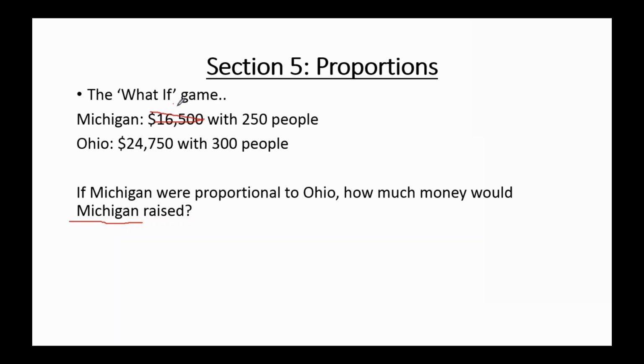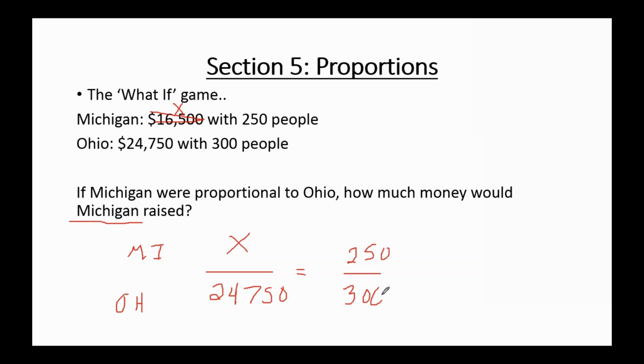Let's find that out. So we're going to replace that with X and say, okay, let's compare Michigan and Ohio. We're trying to figure out how much would Michigan have raised compared to Ohio's 24,750 if they had 250 people and Ohio had 300. So the number of people stays the same, right? We can't just knock off people. That's bad. You should not do that. So we're going to keep the same number of people, but how much money would they have raised if they were like Ohio? Okay, so let's cross multiply that.